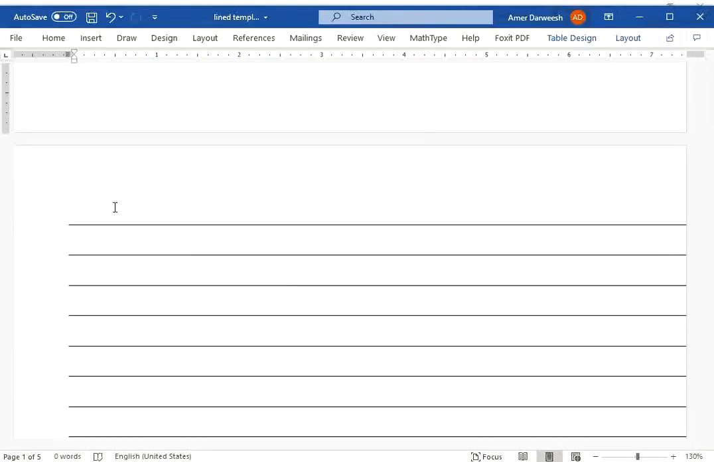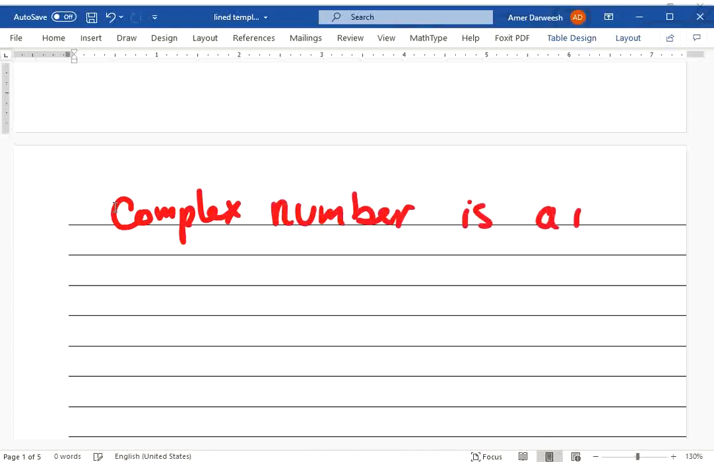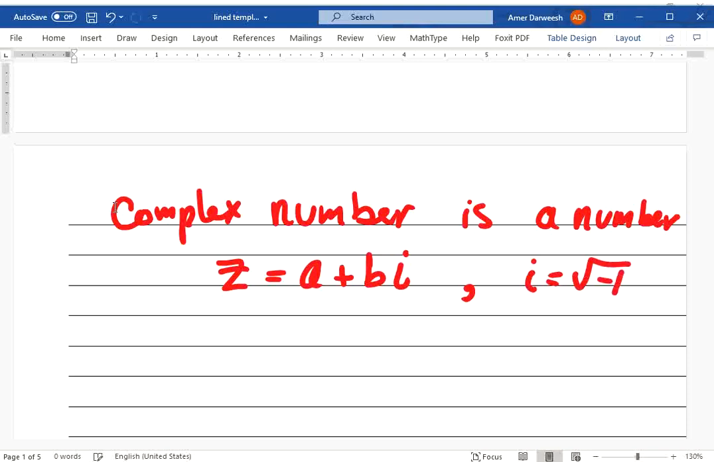إذن a complex number is a number of the form z equals a plus bi. نتذكر إنه ال i represents the square root of minus 1. إذن هذا هو الكومبلكس نمبر.